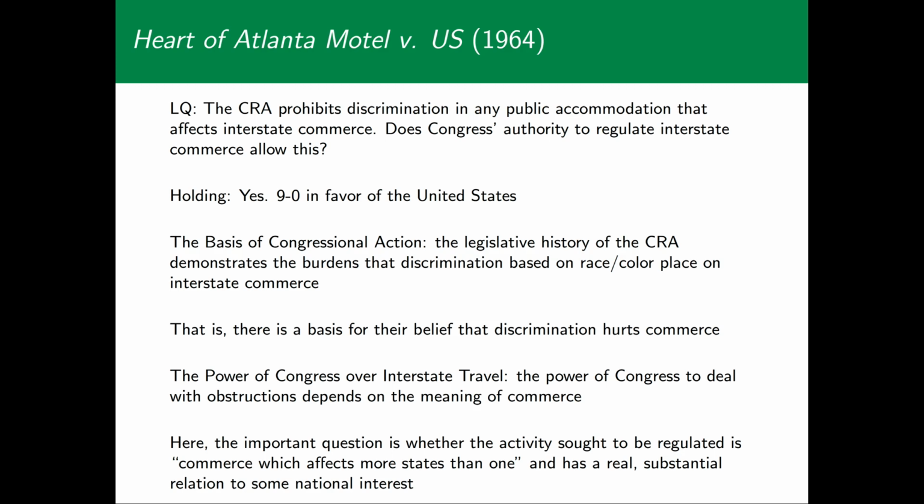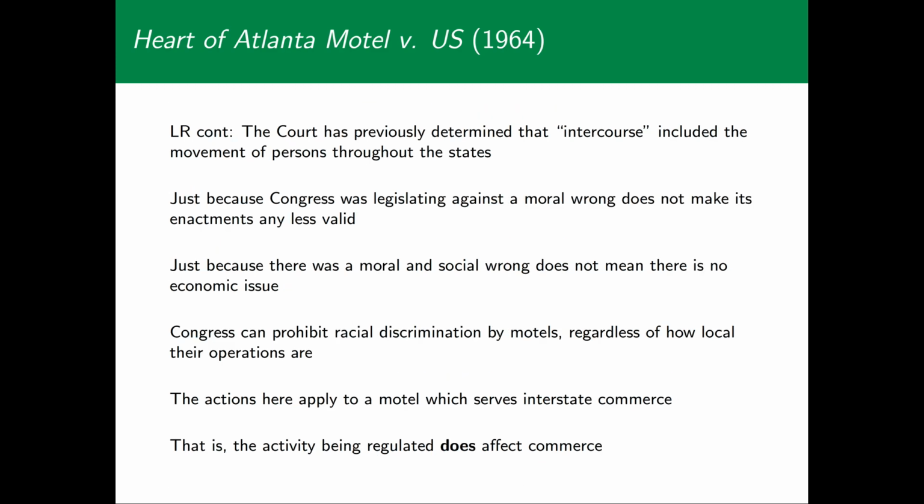So they say, previously we've determined that intercourse is the movement of people throughout states, right? That's the whole point of Gibbons versus Ogden. And they say, kind of following up on Champion versus Ames, Congress is legislating against a moral wrong, discrimination, but that doesn't make it any less commerce than something else. Just because there is a moral or social issue doesn't mean it's not an economic or commercial issue. It's not black and white.